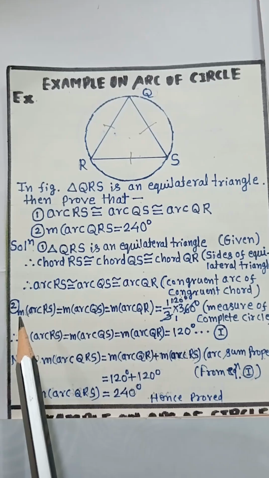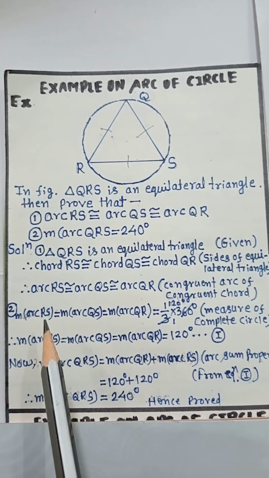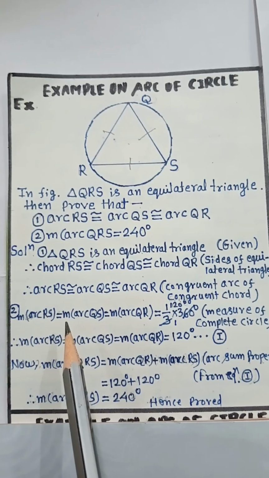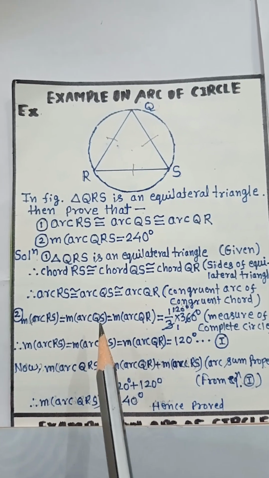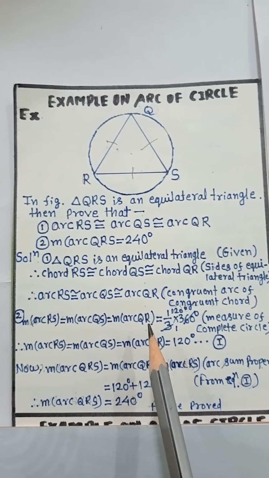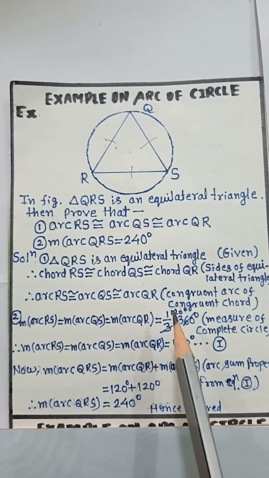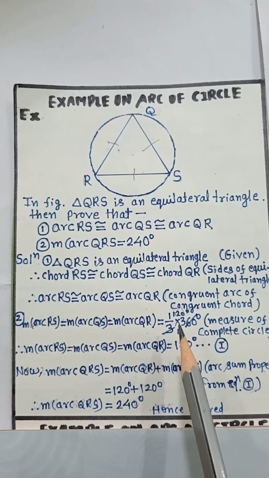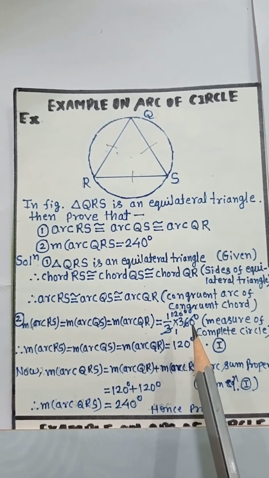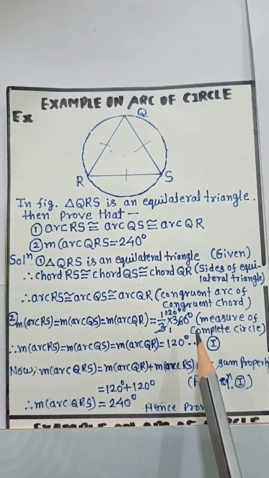Second, measure arc RS is equal to measure arc QS is equal to measure arc QR is equal to 1/3 multiplied by 360. Reason is measure of complete circle.